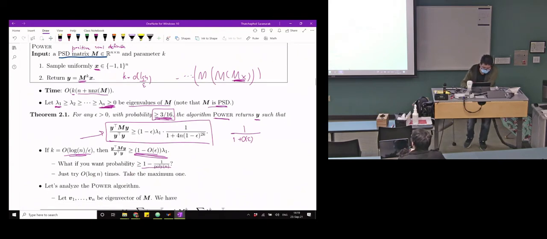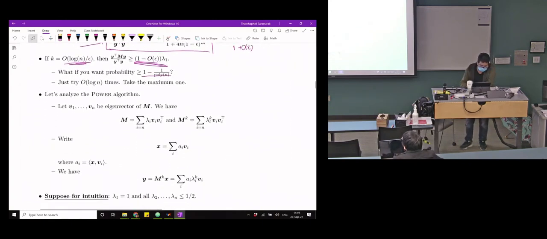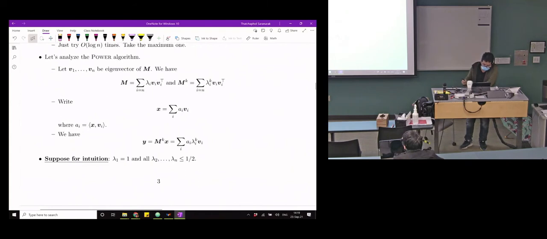Okay, so now let's analyze the algorithm. This is one of the best algorithms that I like. It's so simple, and it works.